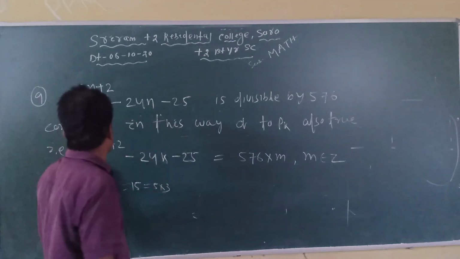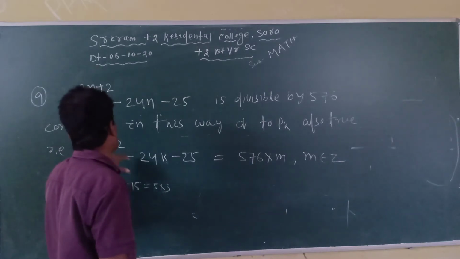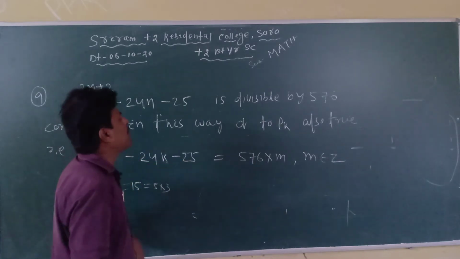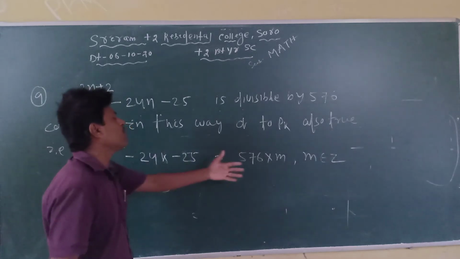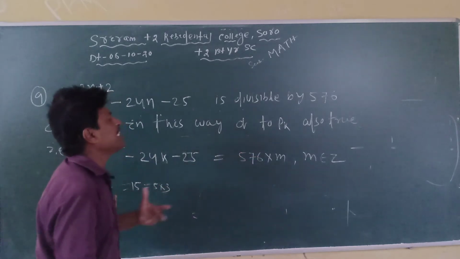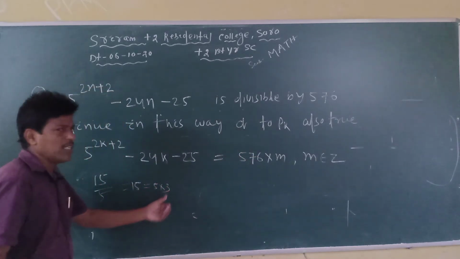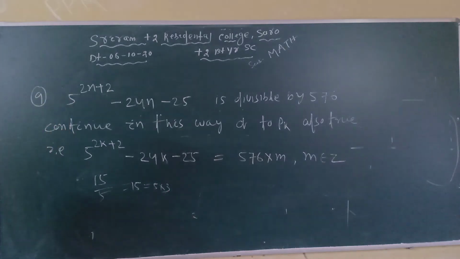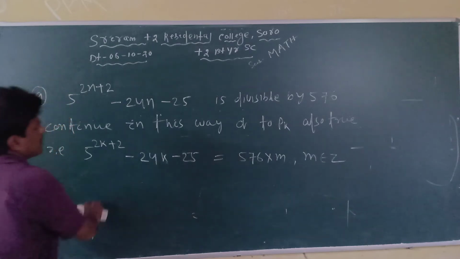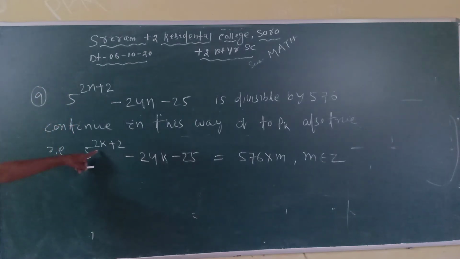Similarly, the number 5 to the 2k plus 2 minus 24k minus 25 is divisible by 576, so it equals 576 into m, where m is an integer. Similarly, here 3 is an integer, so 576 is also an integer. Now we have to choose. That is step 3: we use that 5 to the 2k plus 2 minus 24k minus 25 is equal to 576 into m.